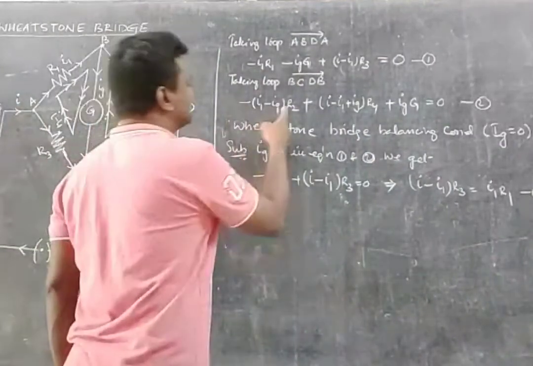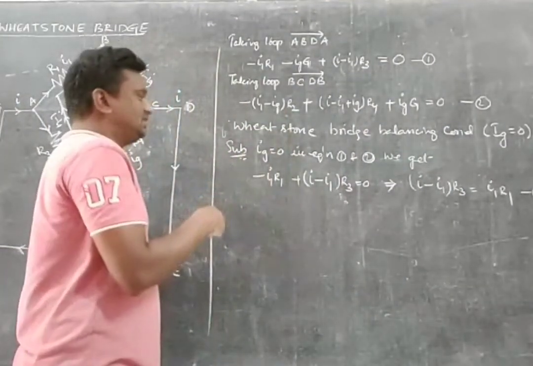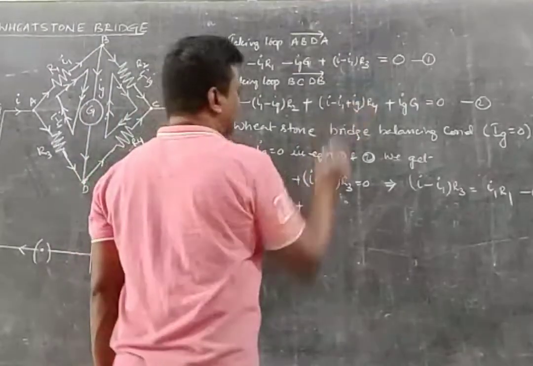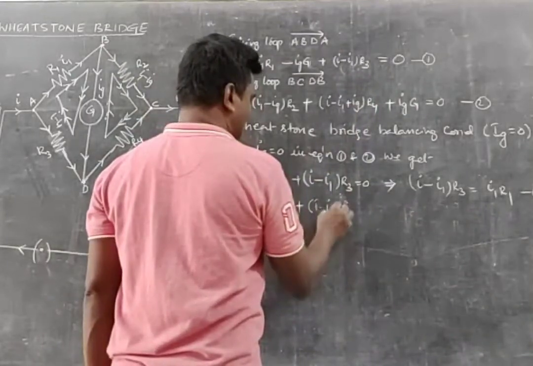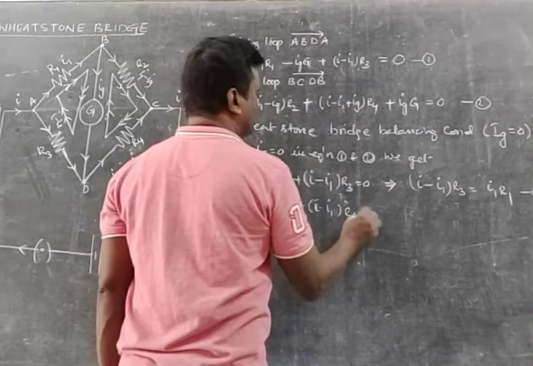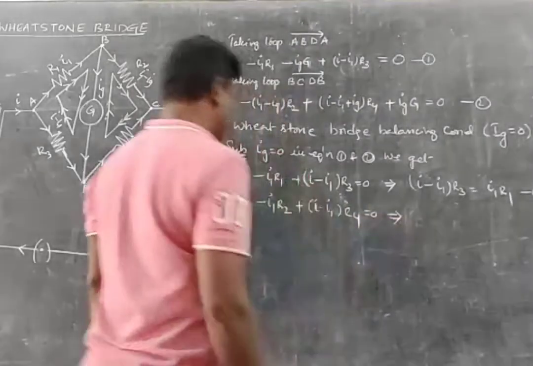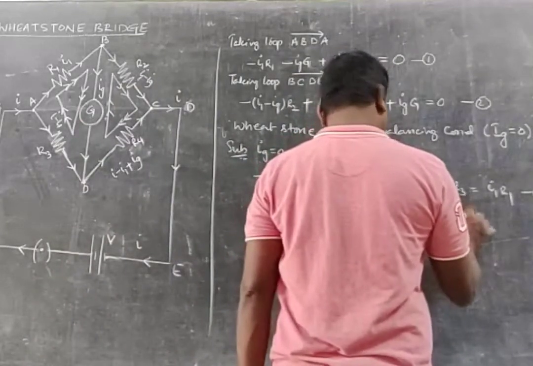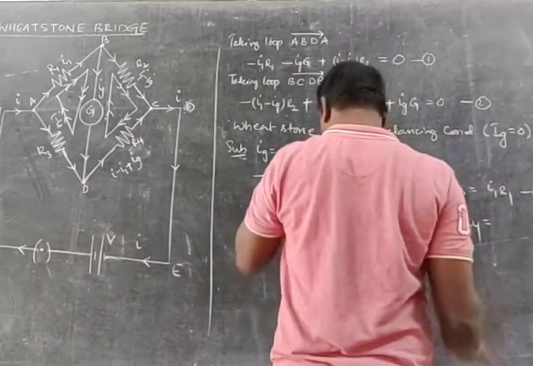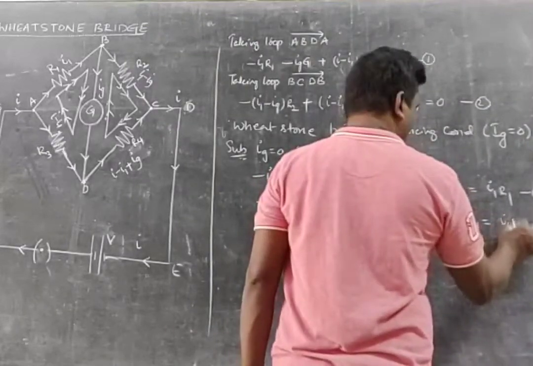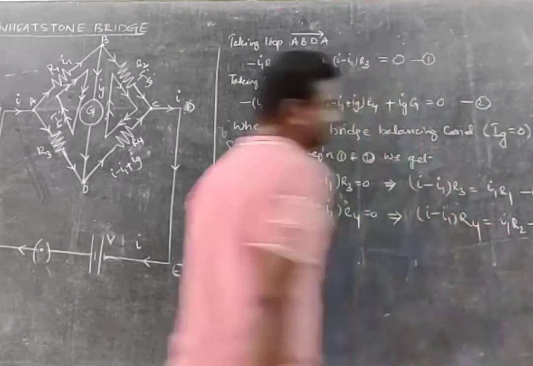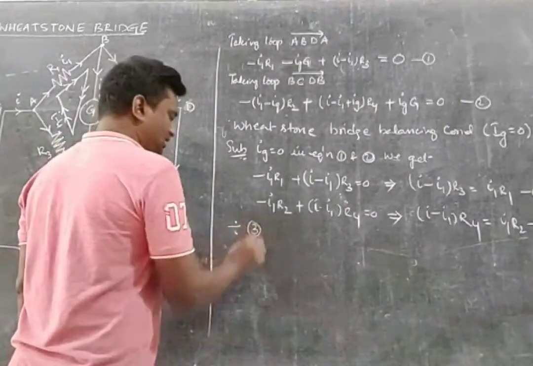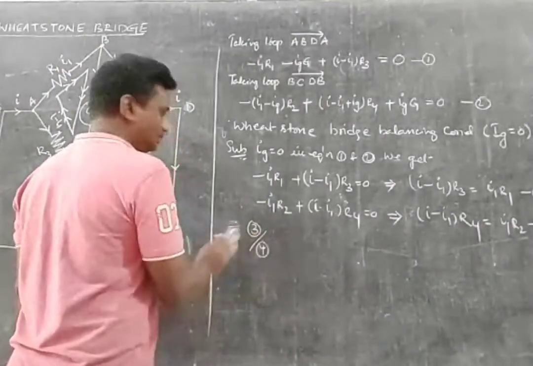Now the second equation: if I substitute Ig equal to 0 in equation 2, I get minus I1 R2 plus (I minus I1) R4 is equal to 0. So I can rewrite this equation as (I minus I1) R4 is equal to I1 R2, equation number 4. Okay, dividing equation 3 by equation 4, what do I get?